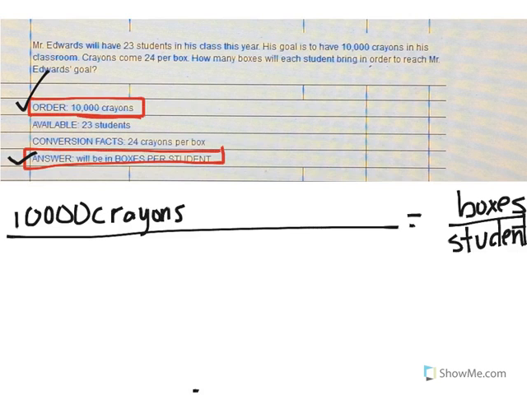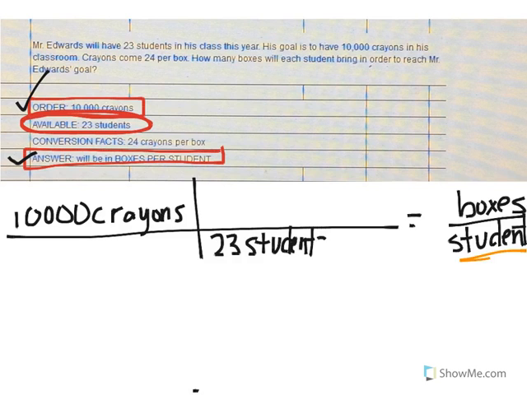The next fact I have is students. Now notice this fact, students, I have students in my answer here on bottom, so I want to put this 23 students on bottom so that those words line up where they need to be. Now notice I still have crayons on top, but I now have students on bottom, just like in my answer.